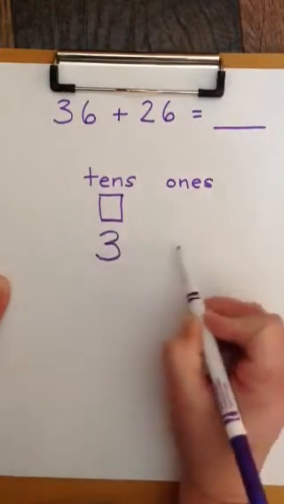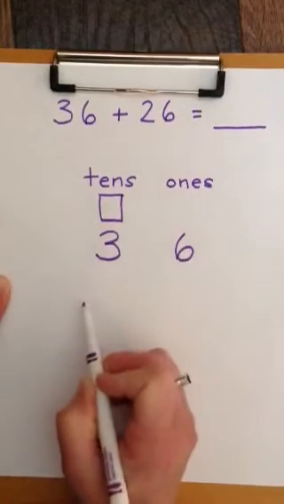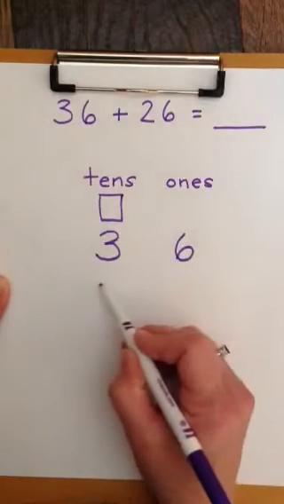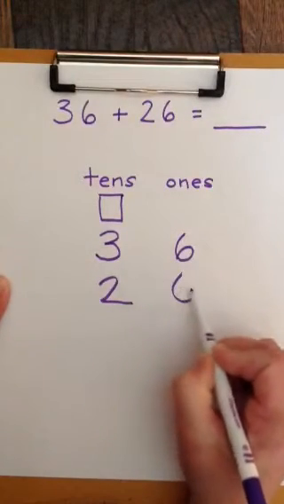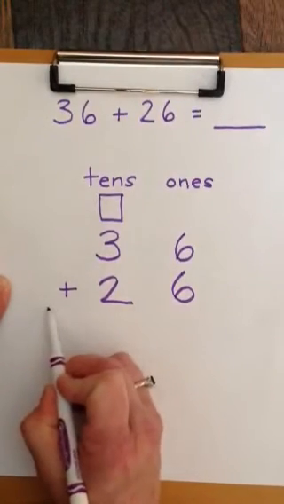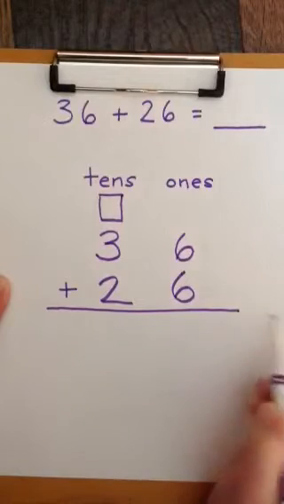36 has 3 tens and 6 ones. And underneath it, I'm going to write 26. 26 has 2 tens and 6 ones. I'll put my addition symbol over here, my plus, and then my equals line.